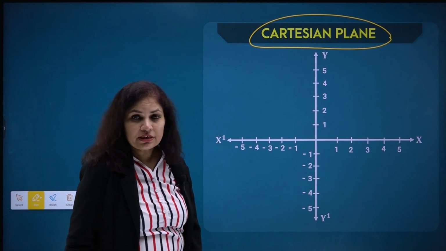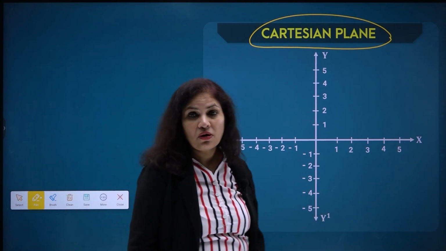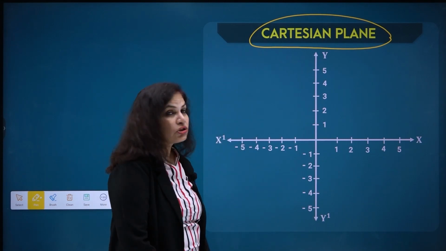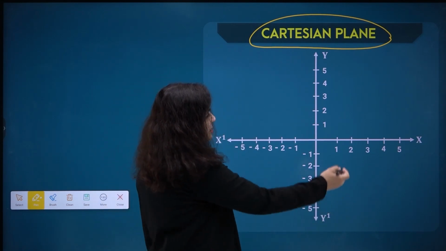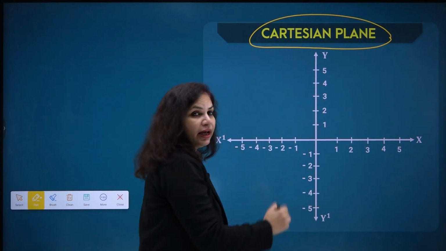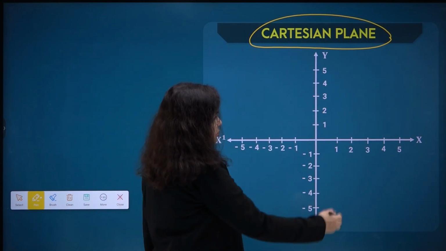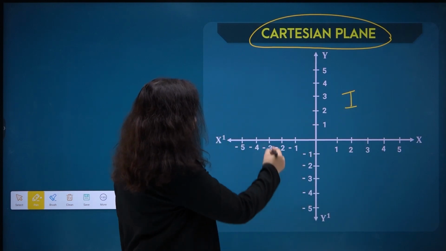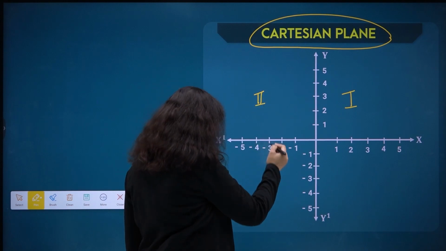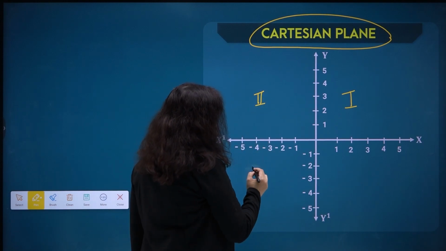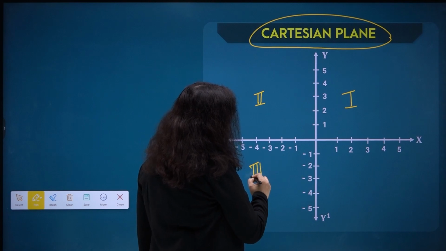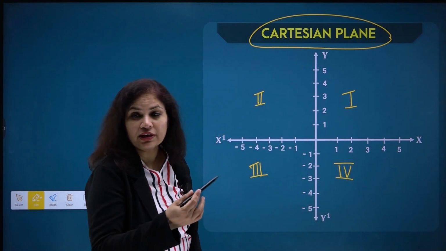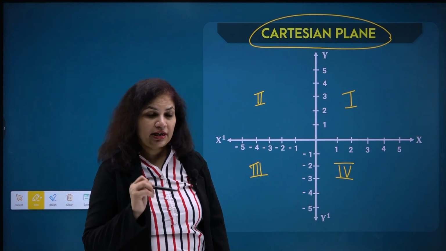The Cartesian plane consists of a vertical and a horizontal number line and divides the plane into 4 regions or quadrants. Since I have moved the number line in the anti-clockwise direction, the first region or the first quadrant is this. This is the second quadrant. This is the third quadrant, and this is the fourth quadrant. Remember, we have to move in the anti-clockwise direction.